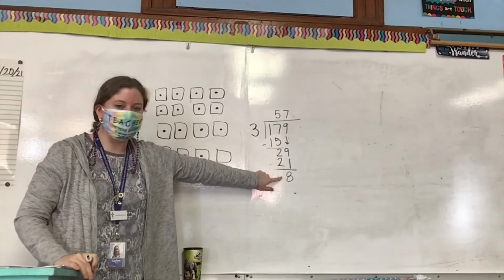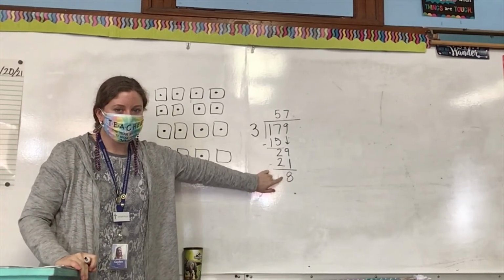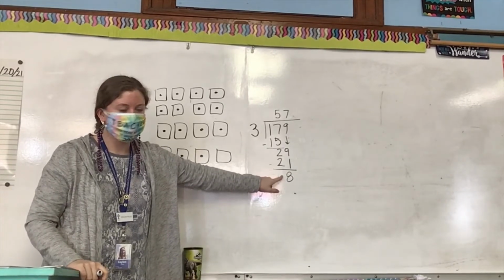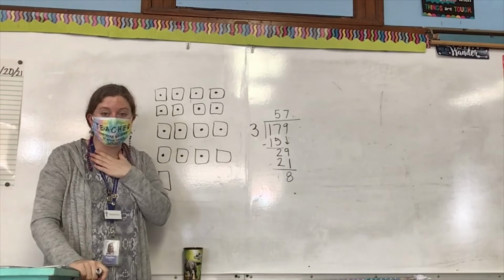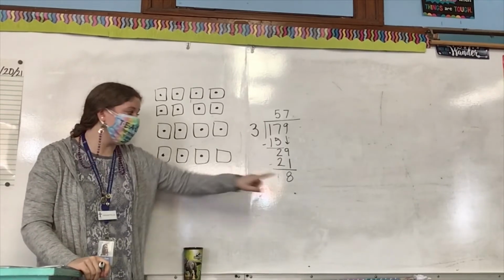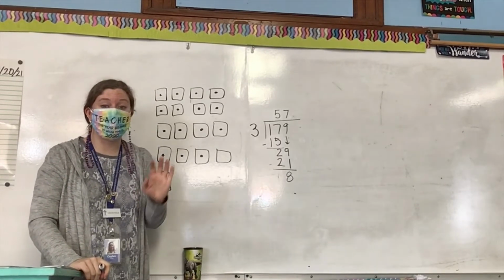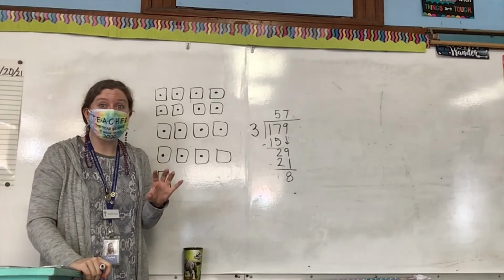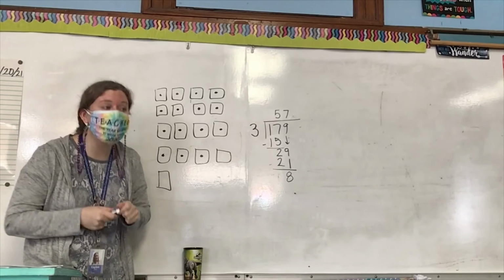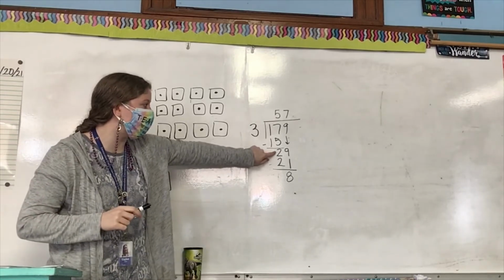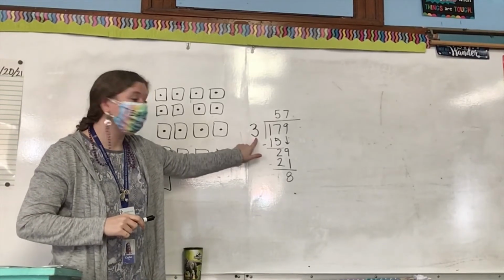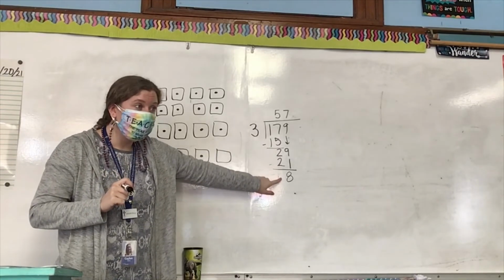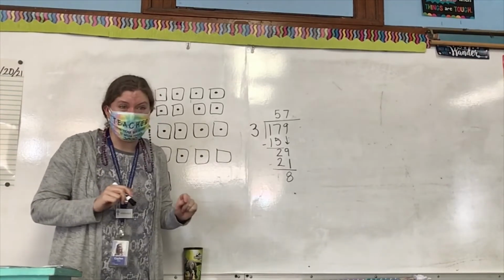Carla, what do you notice right here? I noticed that 8 is greater than 3. Uh-oh, can that happen? Can the answer to our subtraction problem be greater than our divisor? No, it can't. It has to be less than, no matter where it is. Like here, 17 minus 15 was 2. That's less than 3, so that was right. Here, 8 is greater than 3.